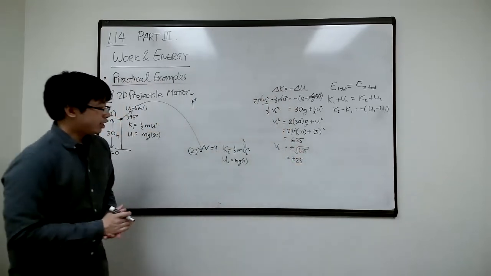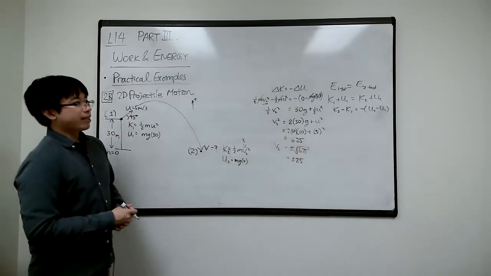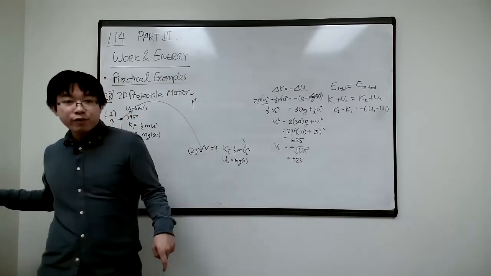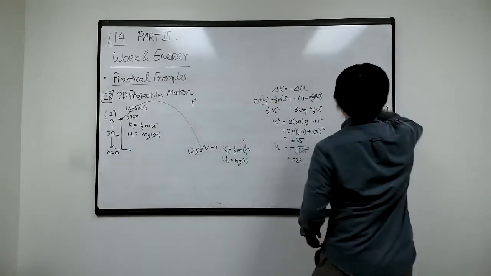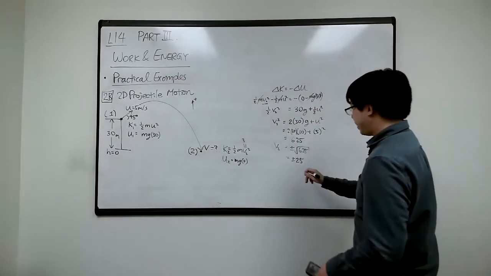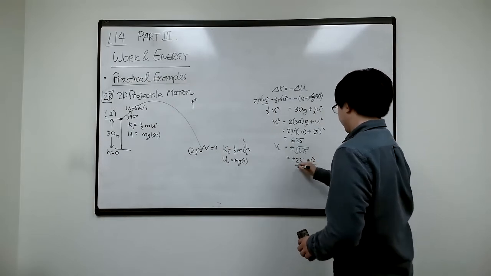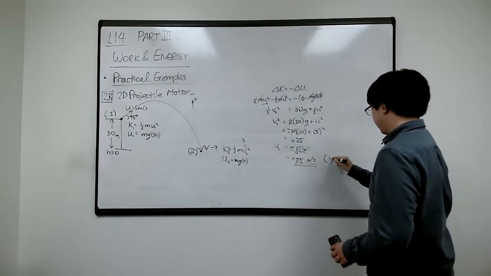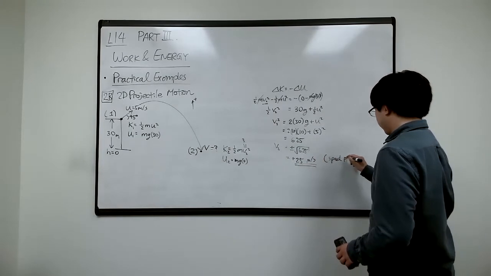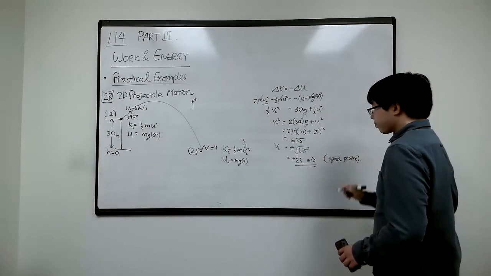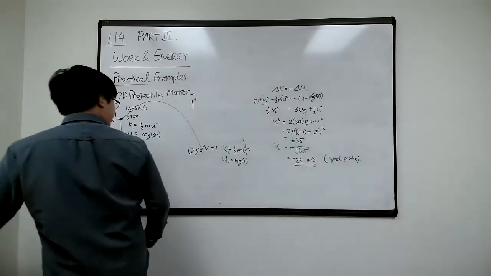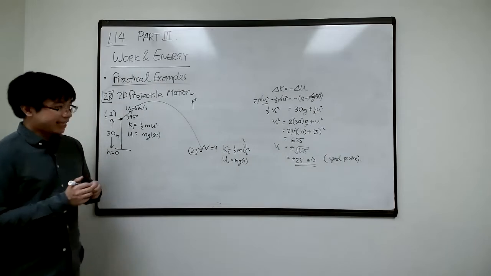Now, should I choose positive or negative? Well, we're asking for the speed, right? So the speed should just be positive. So here we reject the negative and put meters per second. If you want, you can justify it, right? Speed is always positive. Okay. And you're done.